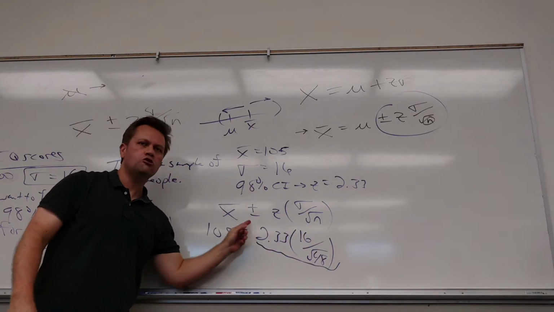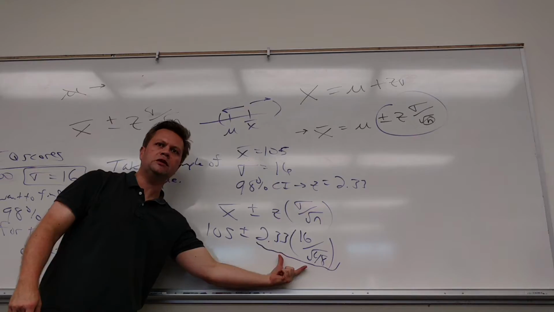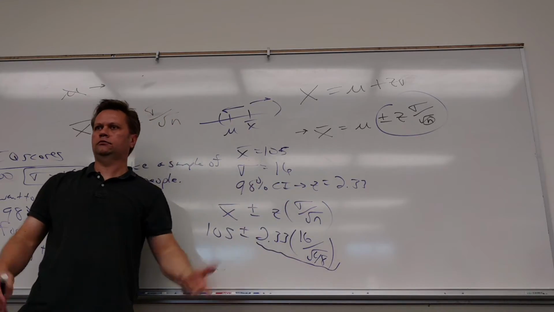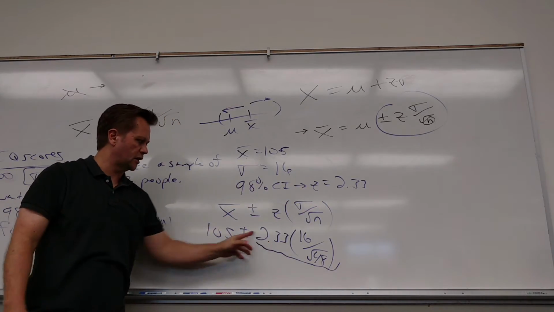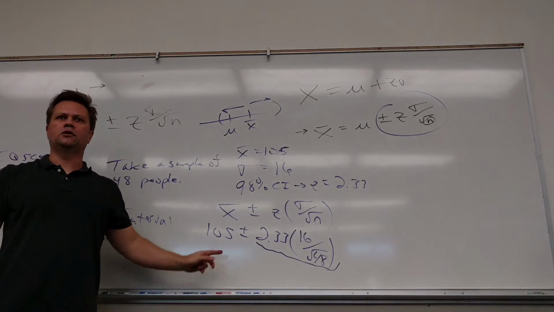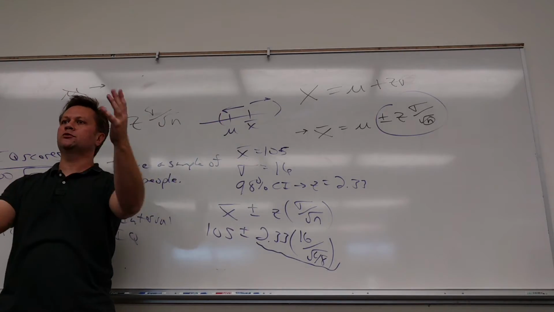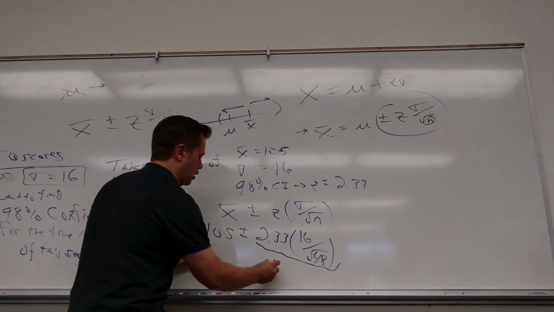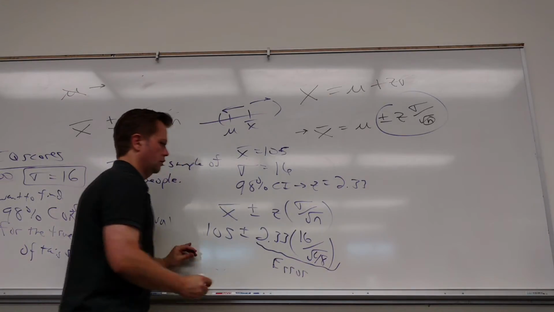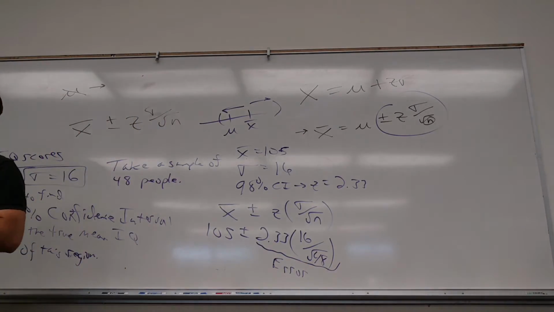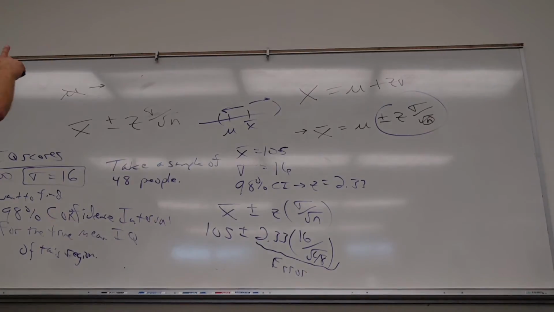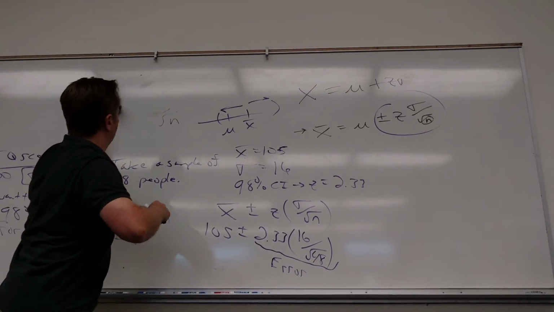And incredibly enough, what we call this piece of this, we call this the error. Why does that make sense? Because it's how much I think I'm off. 105, give or take this much, is how much we think we're off by. So we call this the error. Let me rewrite that up here higher so you guys can all see what's going on.